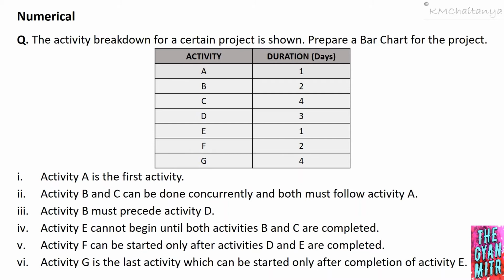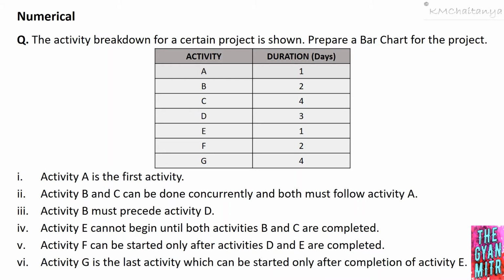The relationships for these activities are: activity A is the first activity, activity B and C can be done concurrently and both must follow activity A. Activity B must precede activity D. Activity E cannot begin until both activities B and C are completed. Activity F can be started only after activities D and E are completed. Activity G is the last activity which can be started only after completion of activity E.